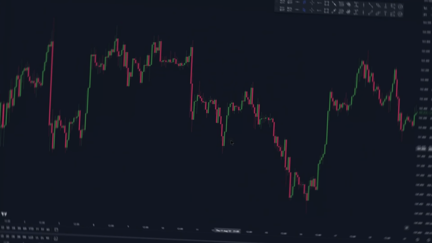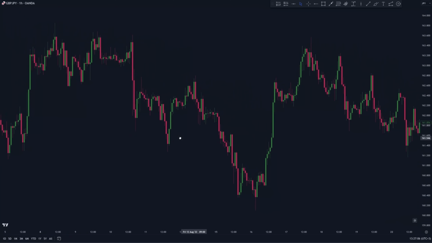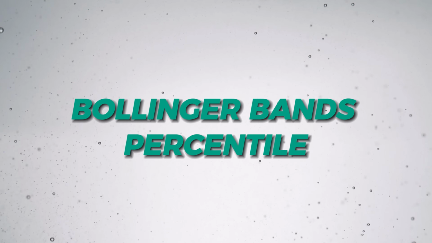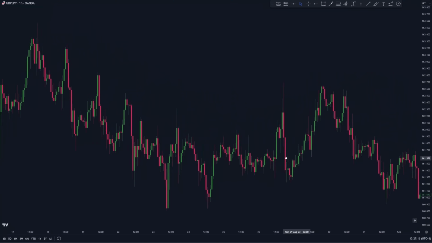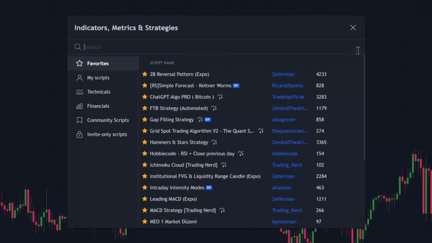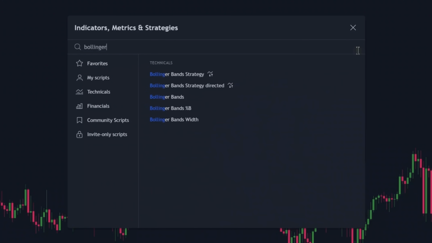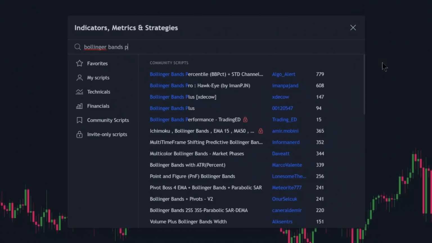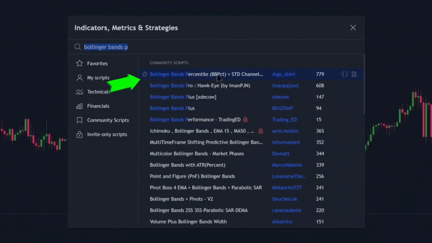Let's get into it. So the indicator that we're talking about is called Bollinger Bands Percentile. To add it to your chart, go to TradingView and open any trading security that you like in any time frame. Next, open the indicator search tab and type in Bollinger Bands Percentile. Select this one by Algo Alert.